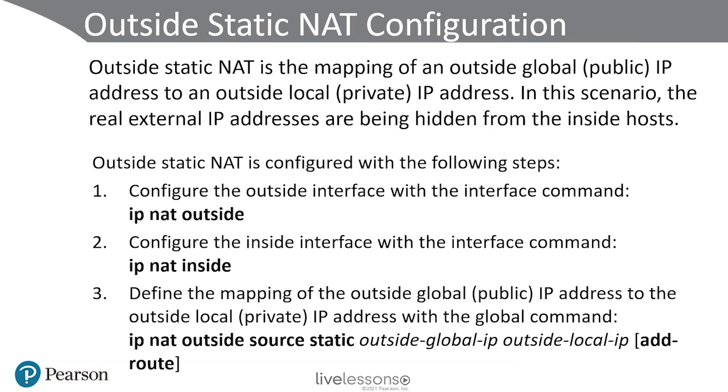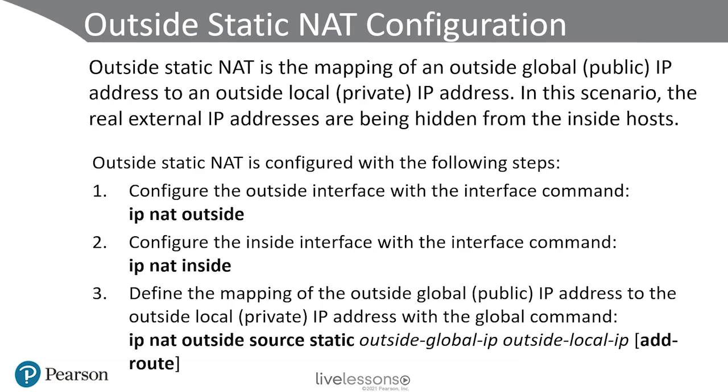And now let's talk about outside static NAT configuration. Outside static NAT is configured with the following steps. We will specify the outside interface with the command ip nat outside, and then we will configure the inside interface with the command ip nat inside. We will then define the mapping of the outside global public IP address to the outside local private IP address with the command ip nat outside source static, the outside global IP address, and then the outside local IP address, and then we have the optional add-route keyword.